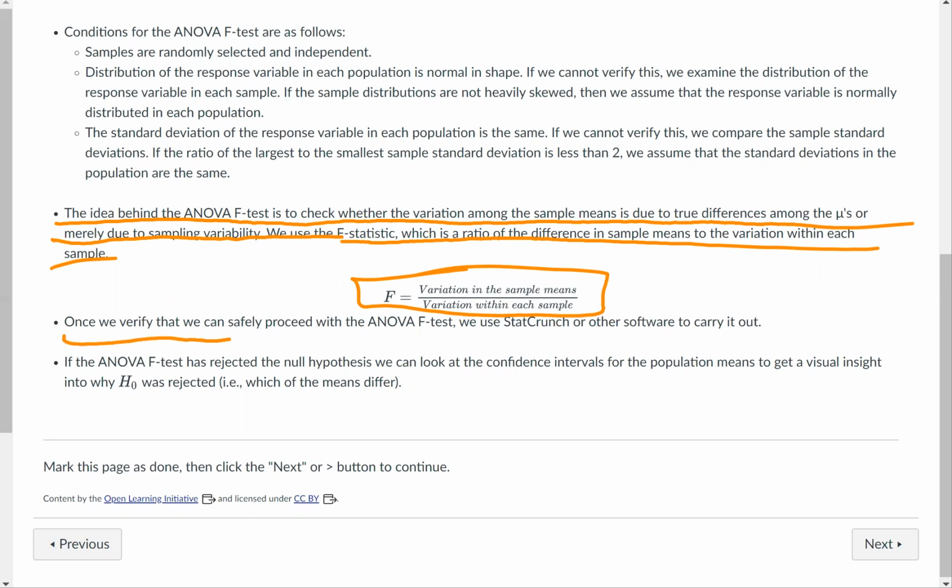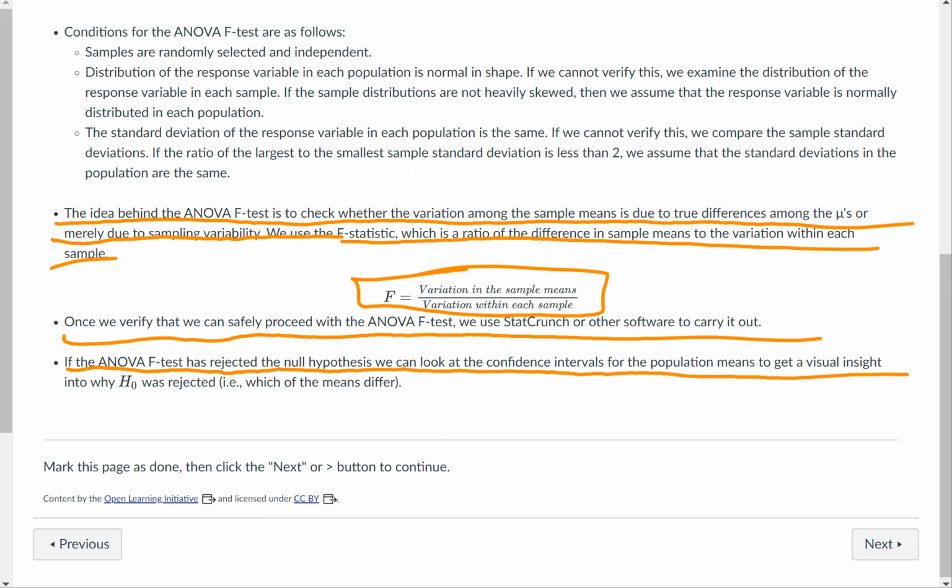Once we verify that we can safely proceed with the ANOVA F-test, we use StatCrunch or other software to carry it out. If the ANOVA F-test has rejected the null hypothesis, we can look at the confidence intervals for the population means to get a visual insight into why the null hypothesis was rejected. In other words, which of the means differs from the others.